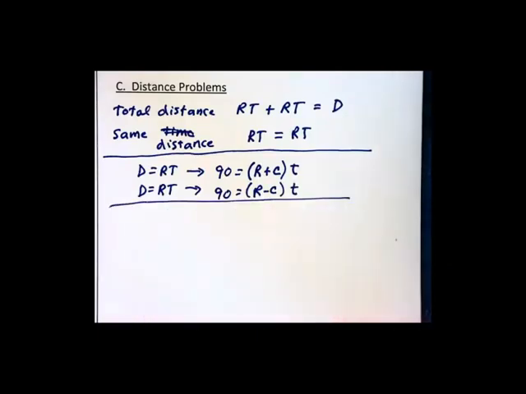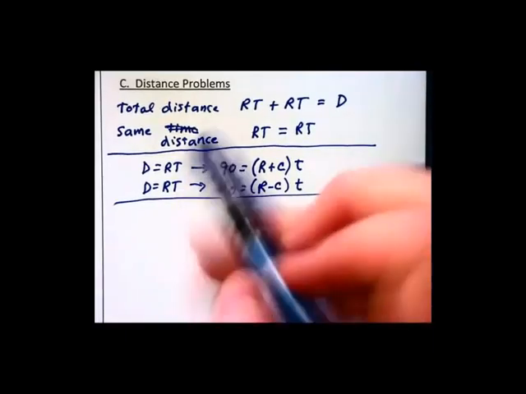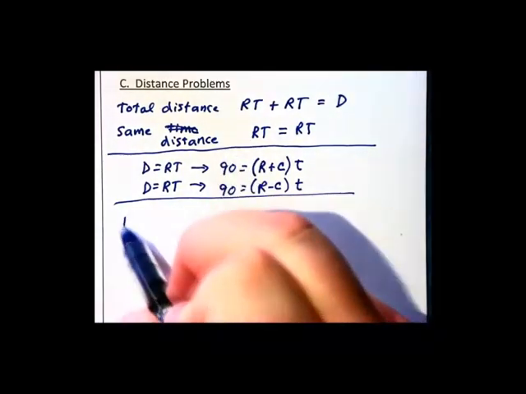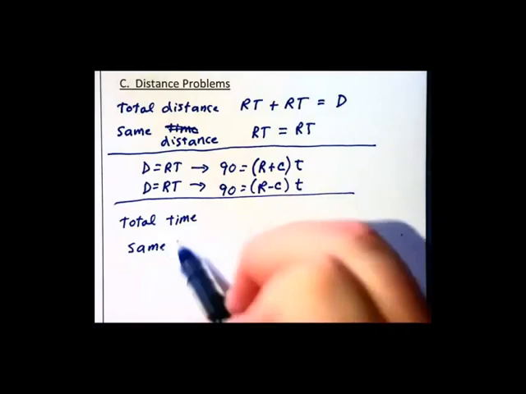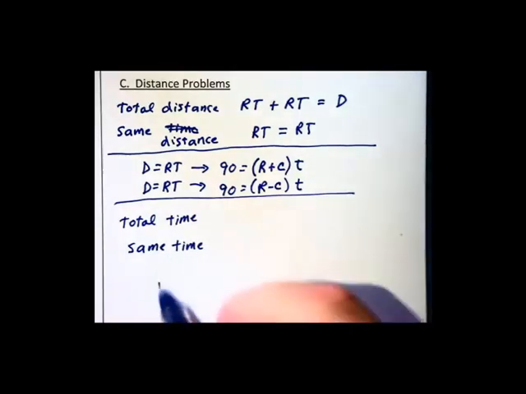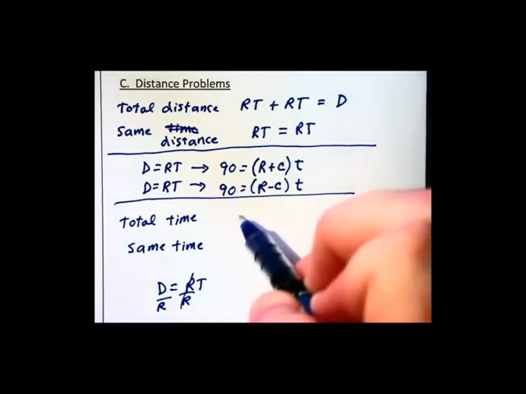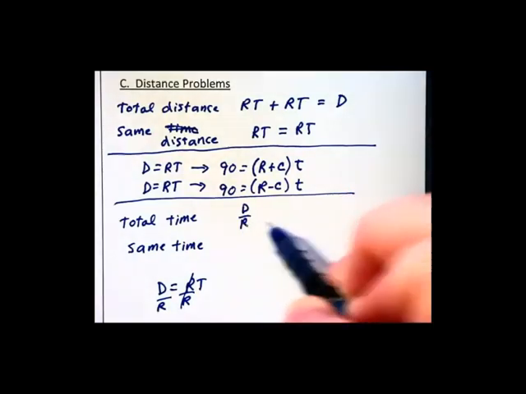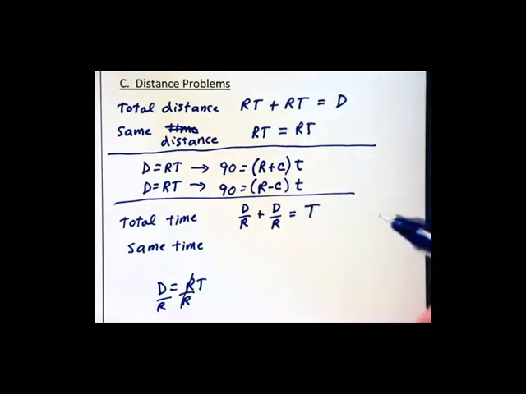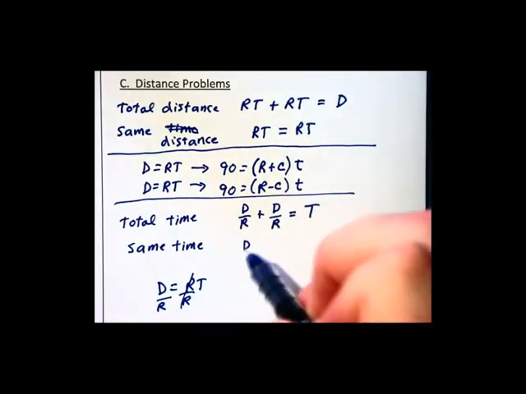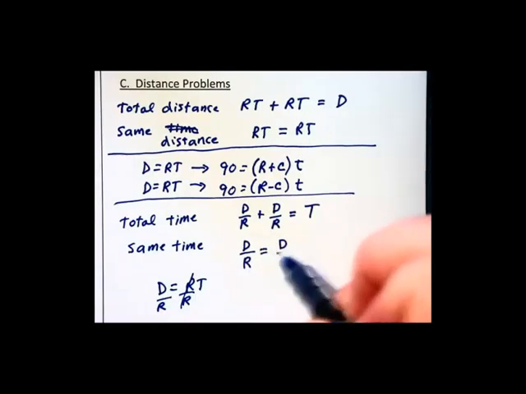What we're going to do now is have some word problems in which instead of dealing with total distance or same distance, we're going to have total time or same time in the problem. Now, if distance is equal to rate times time, and we were to divide through by the rate, can you see how time is equal to distance over rate? So if I'm looking for total time, I can say time of one vehicle, d over r, plus time of another vehicle, d over r, adds up to a total time t. And for the same time, we can have d over r equals d over r.